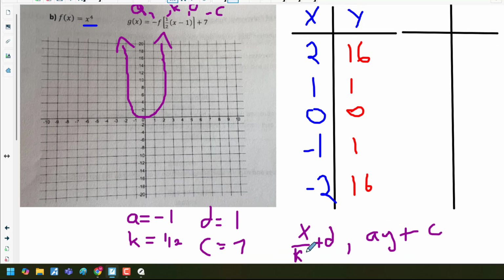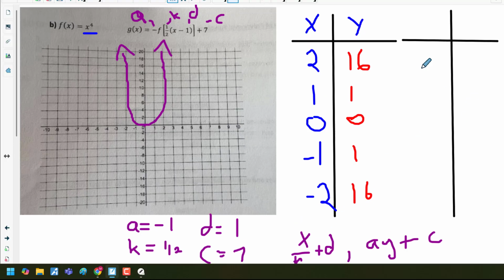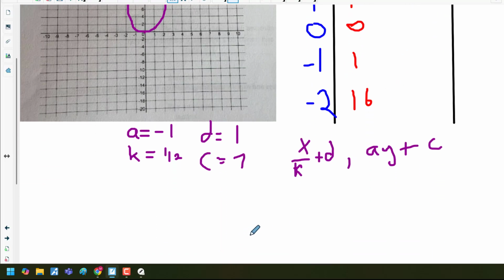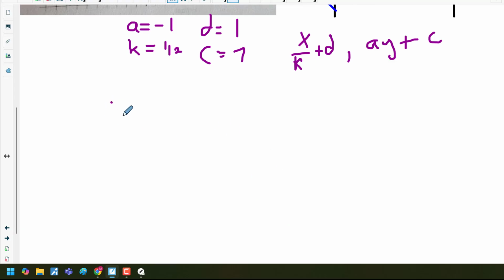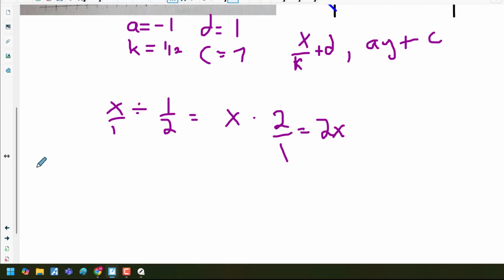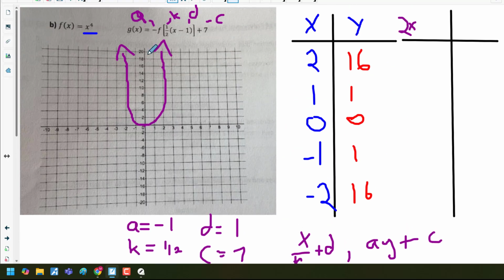So what's X over K? K is 1/2. So if you're dividing by 1/2, what you're really doing is multiplying by 2. Okay, I'll show you the long form of it in case you need to know. So X divided by 1/2, right? So X times 2 over 1, which is 2X. Get it? Perfect. So whenever you're dividing by a fraction, you always flip it and change it into multiplication.